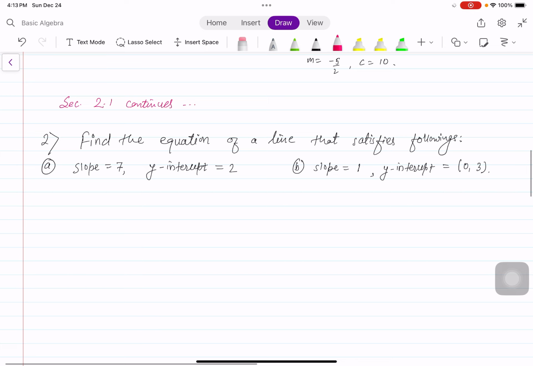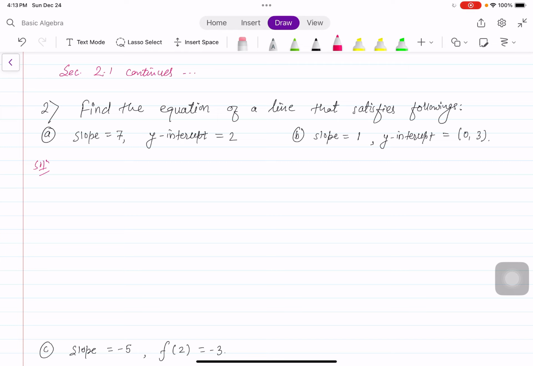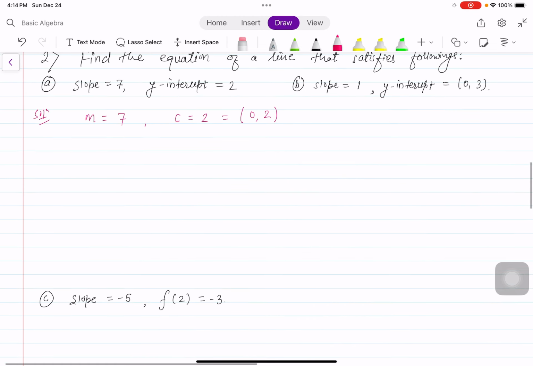The solution to this problem is, so find the equation of a line that satisfies the following. So what are we given? We are given slope, which is denoted by m, which is 7, and y-intercept. Y-intercept is denoted by c. Sometimes it may be represented in this form also, (0, 2), where x value is 0 and y value is 2. So this is another way of representing y-intercept.